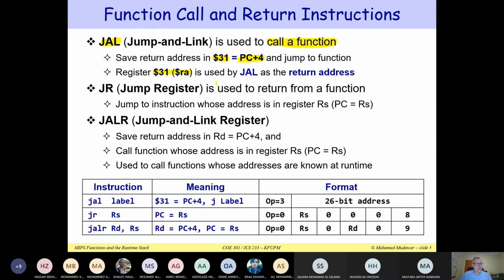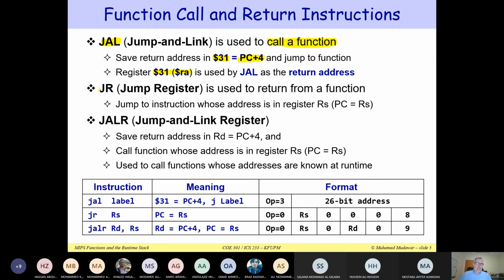This instruction has to save the return address in register number 31, because without this address, we cannot have the function returning back to its caller. So this is the jump and link instruction. It does a jump, and also it saves the return address in register number 31.